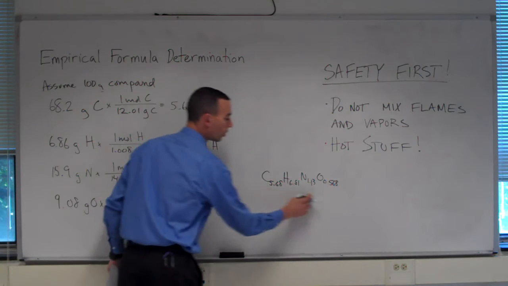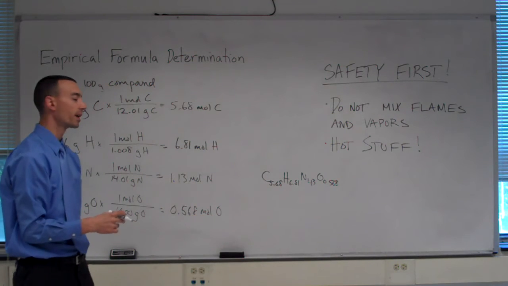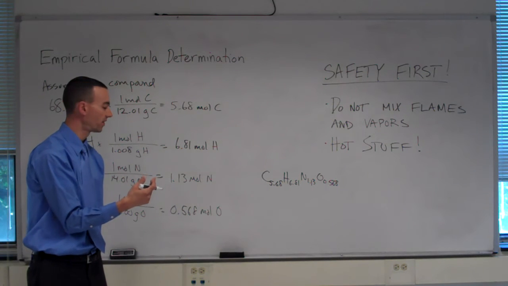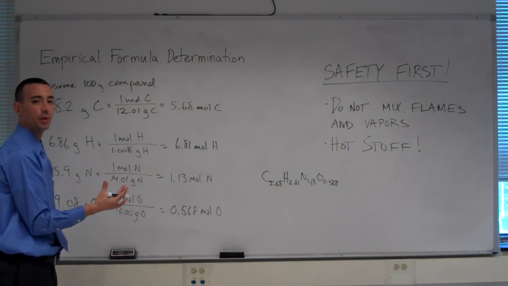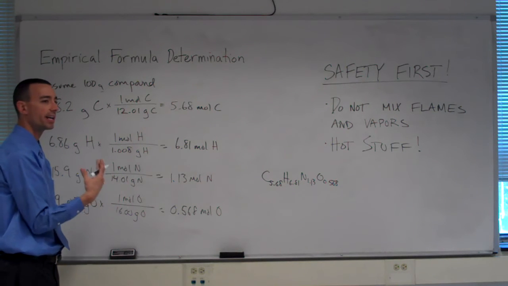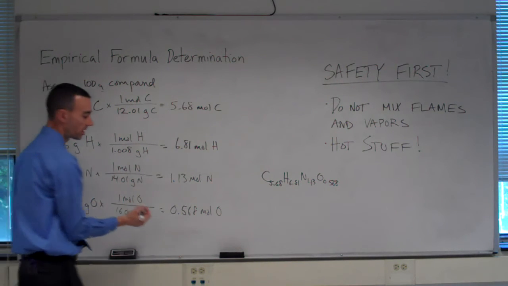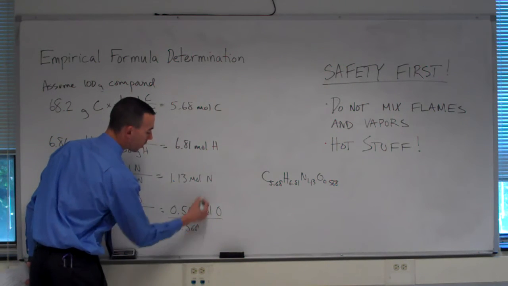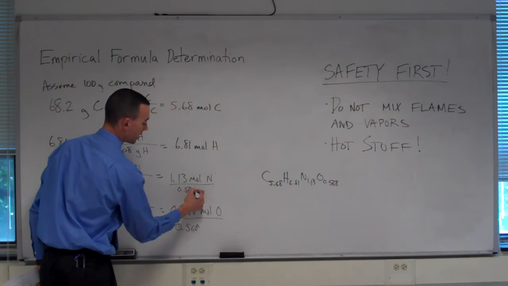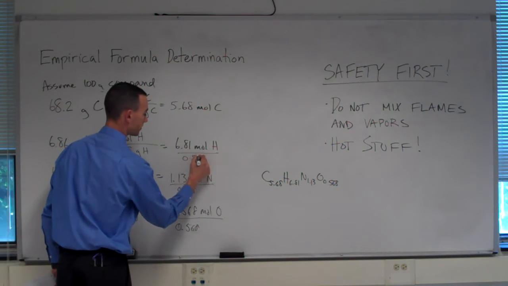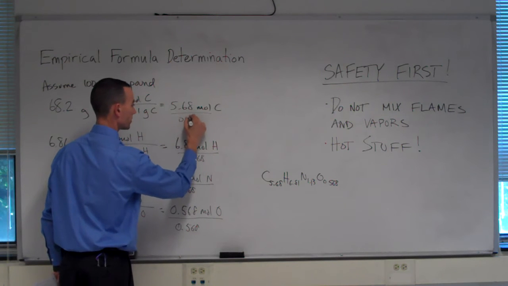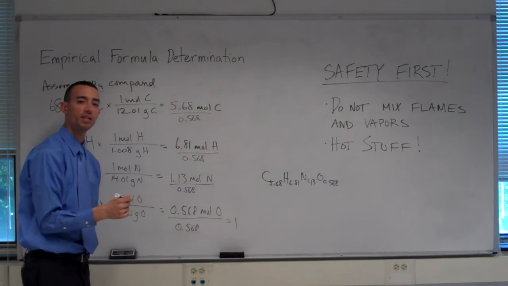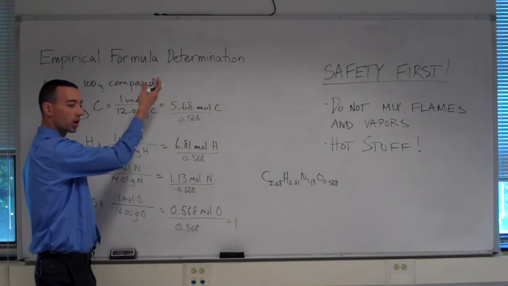We want whole number subscripts. So we're looking for a way to scale up or down these decimals to give us whole numbers. And the easiest way to achieve that is to divide by the smallest number of moles, which in this case is oxygen. So we divide all of our numbers by this. This ensures that our smallest whole number is 1, and every other number will be larger than it.